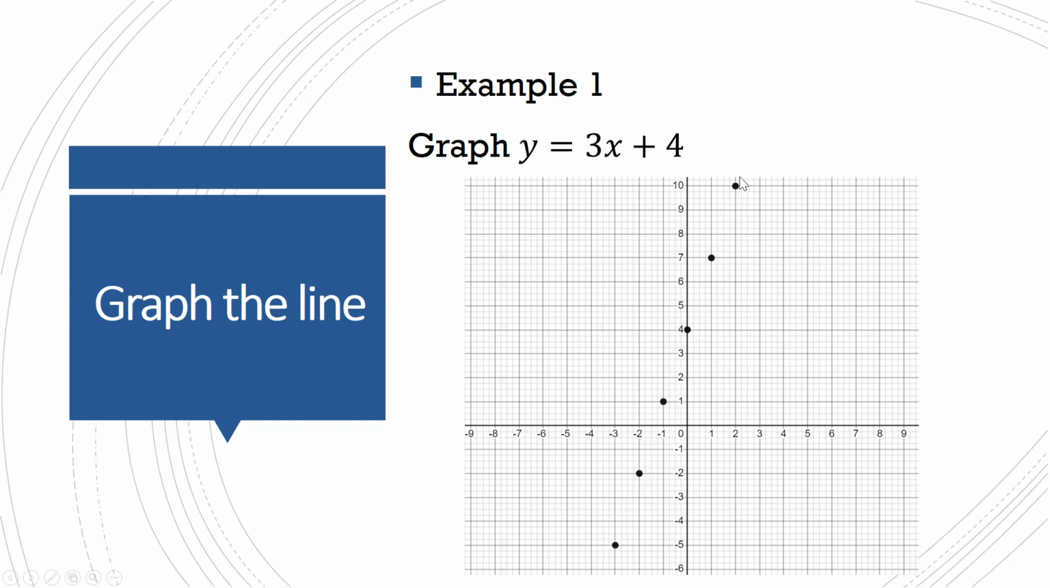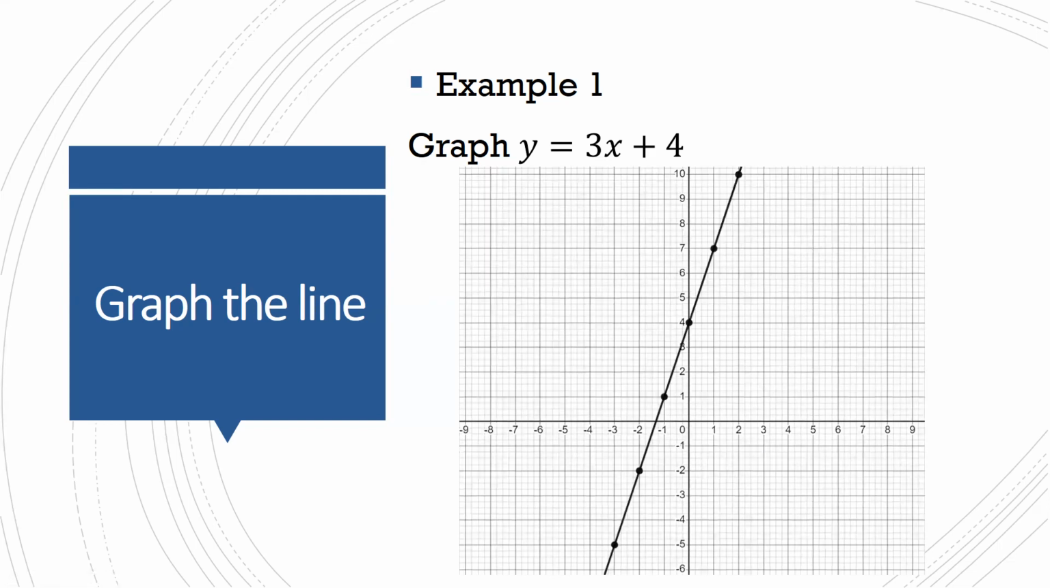As you can see, there's a pattern here. All of these points fall in a straight line. So what I would do is connect all those dots with a straight line and extend that straight line forever. So that's how you would get the graph of y equals 3x plus 4.